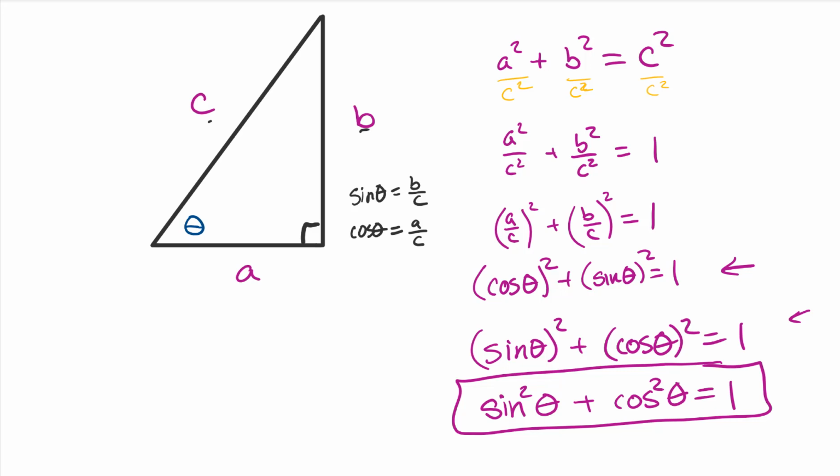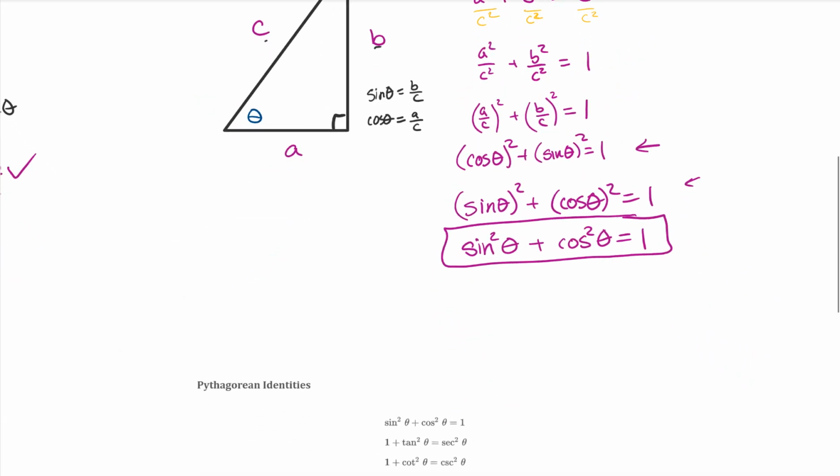Sine squared plus cosine squared equals 1. What do I compare it to in algebra? It's the most fundamental thing. It's your get out of jail free card. It makes things simple. It cleans things up. It's the crux of everything we do. It is so important. So this is what we call our Pythagorean identity.